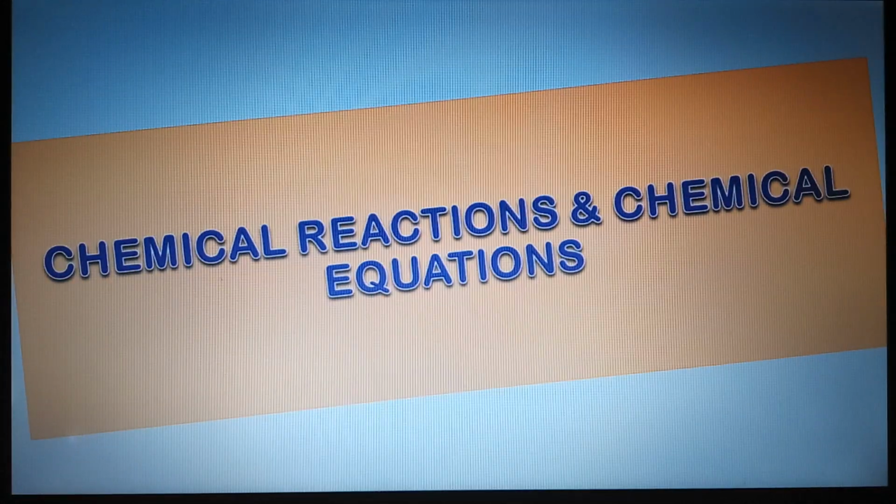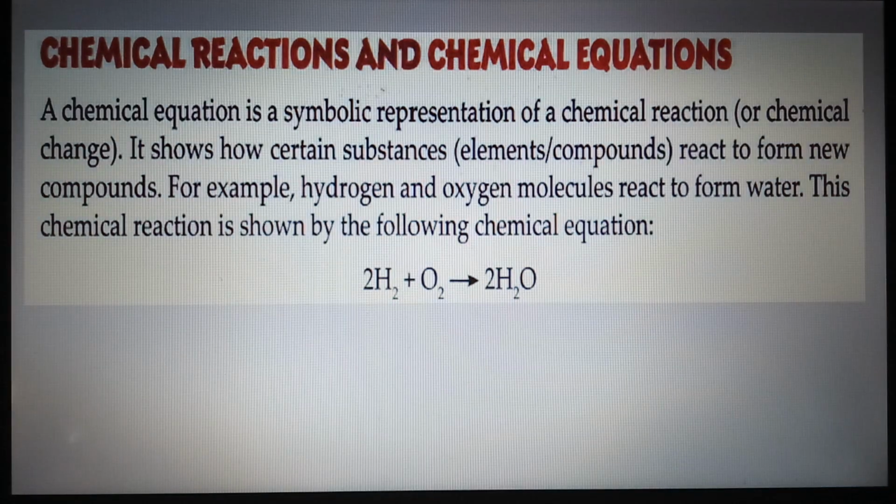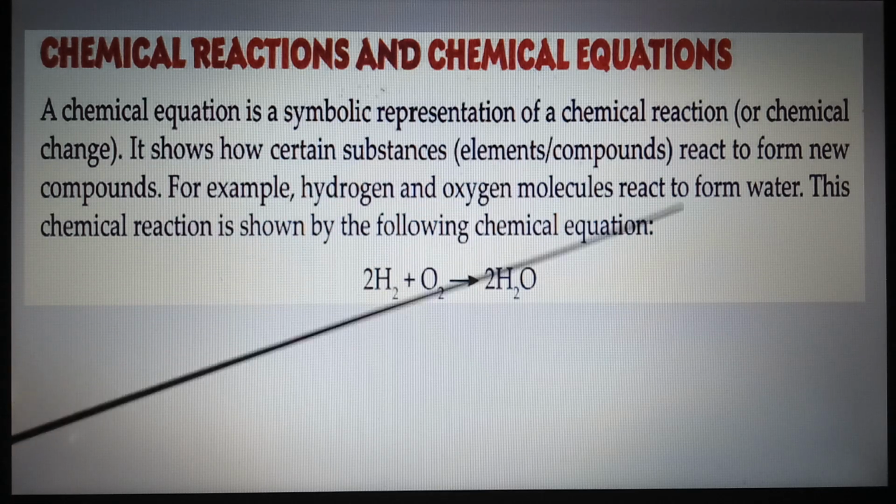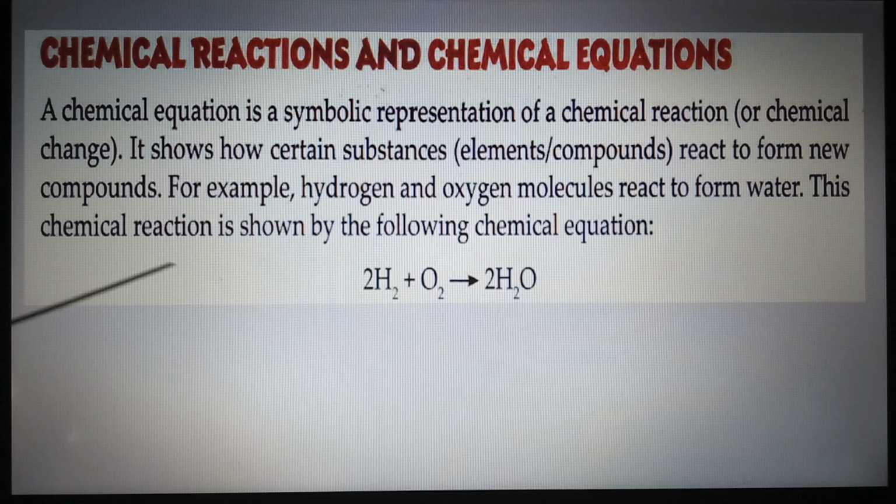Let us understand chemical reactions and chemical equations. A chemical equation is a symbolic presentation of a chemical reaction or chemical change. It shows how certain substances like elements or compounds react to form new compounds. For example, hydrogen and oxygen molecules react to form water. This chemical reaction is shown by the following chemical equation.